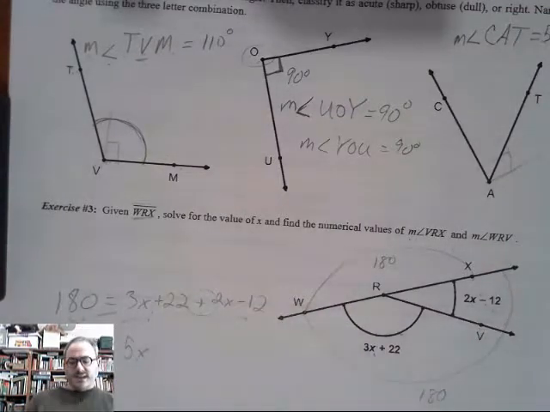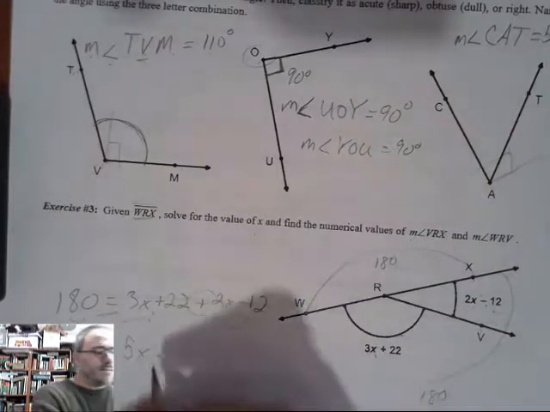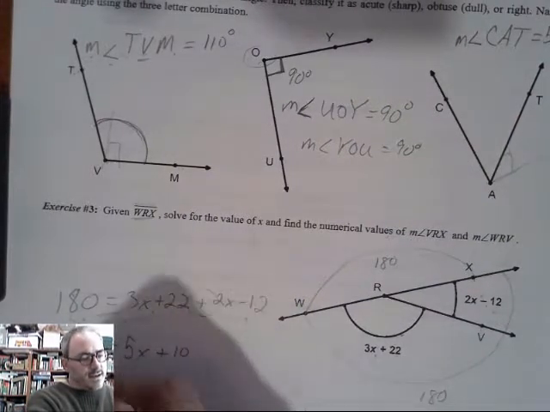22 plus negative 12. I think that's 10. But you know what? I'm going to use my tools. I'm going to trust my tools to give me the right answer. 22 plus negative 12. Yep, that's 10.